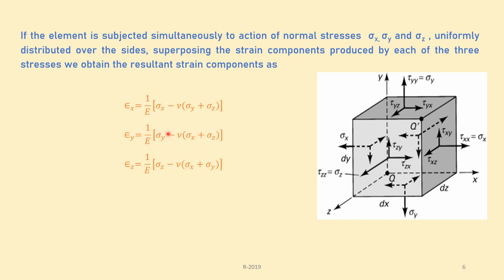So the first part is indicating the extension, the other two the contractions. Similarly, epsilon z, the resultant strain in z direction. This is again, this part is extension and then followed by the two contractions. So this very thing is what we call generalized Hooke's law. Let us label these equations as equation 3.